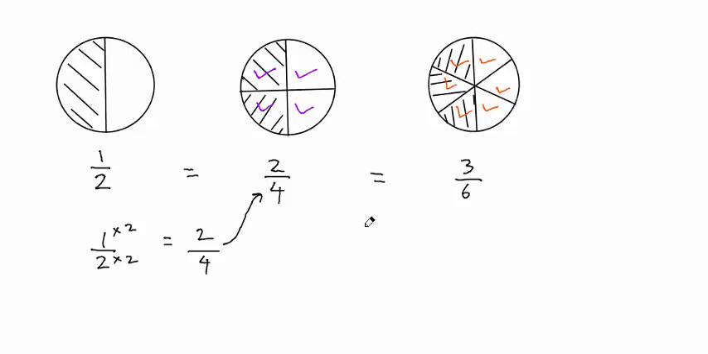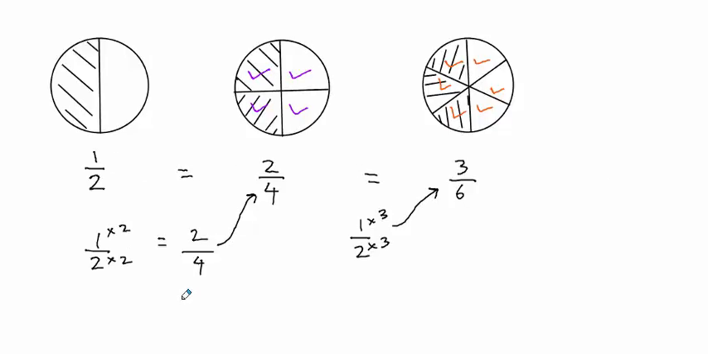Or if you multiply 1/2, the numerator and the denominator with 3, you get this one. As long as this number that you're multiplying with is the same on both the numerator and the denominator, the new fraction that you get is equivalent to this one. And obviously, because you're free to choose any number that you can multiply with, a fraction can have an infinite number of equivalent fractions.